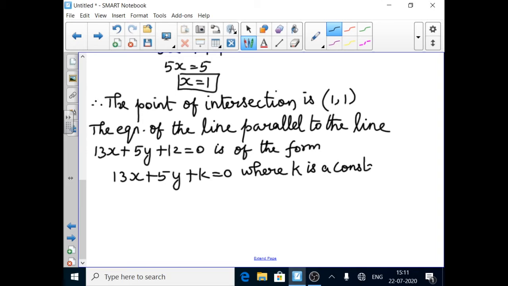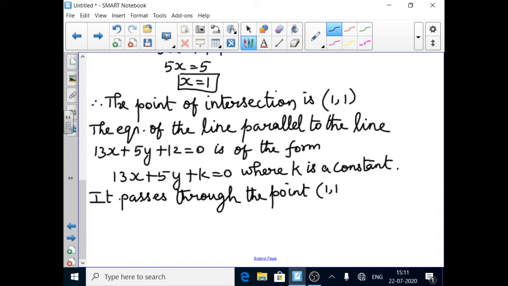Now substitute the point of intersection. It passes through the point (1, 1). So substitute 1, 1. Instead of x substitute 1, instead of y substitute 1. It passes through the point, so 13 into 1 plus 5 into 1 plus k equal to 0.